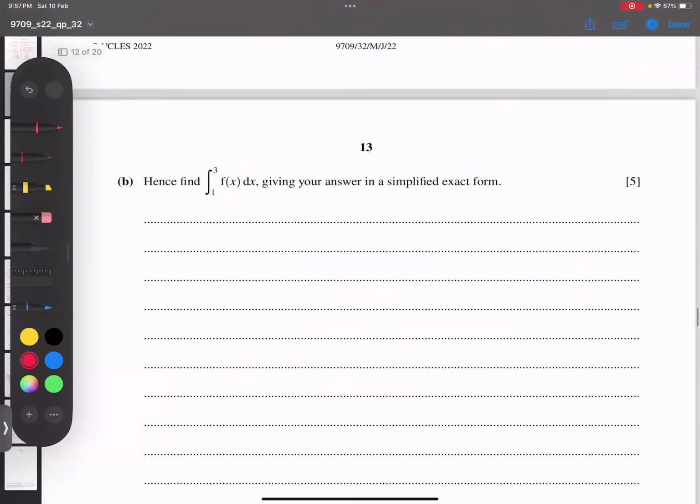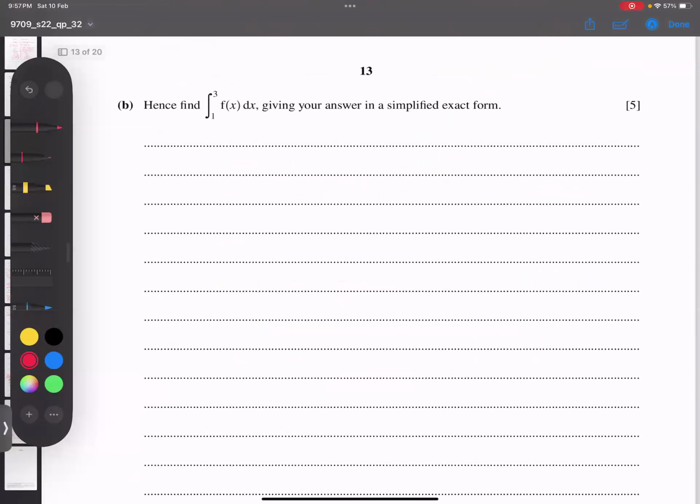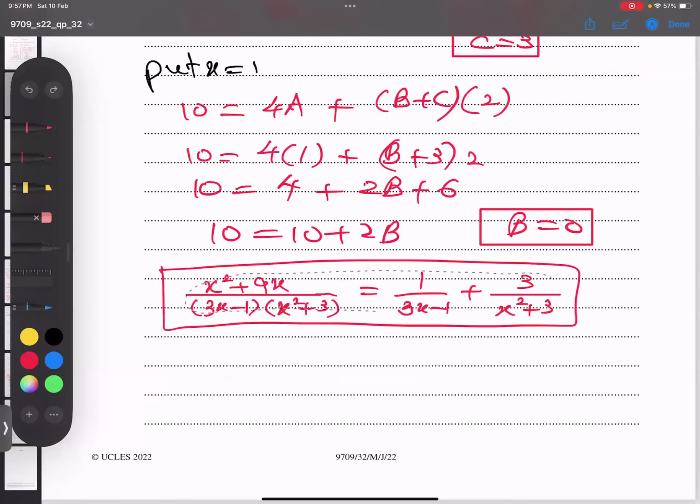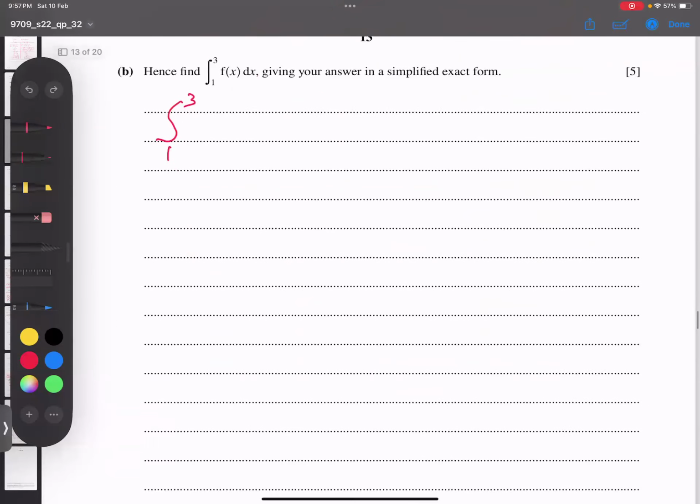So part number 2, what do we have to do? We have to find the integration of this from 1 to 3, dfx. This whole equation I'm going to copy from here. I think it is better to copy this part only, because this answer is of this. So I am writing it here this way, and dx.